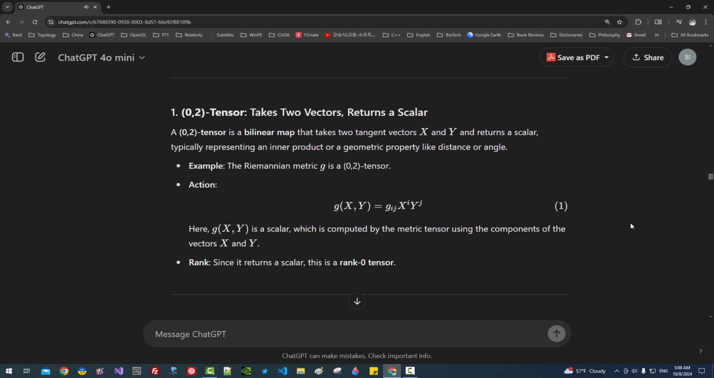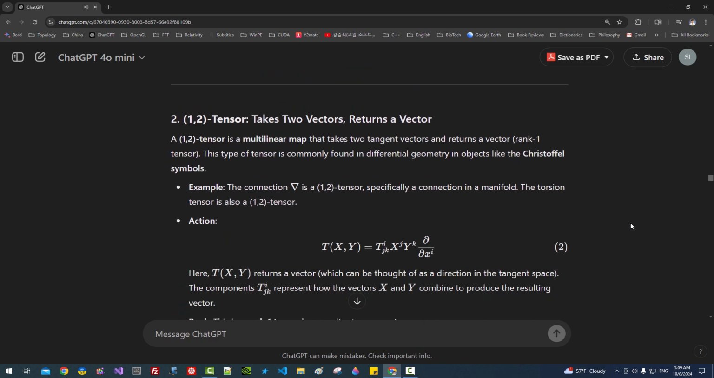Example: the Riemannian metric, g, is a (0,2) tensor. Action: g(x,y) equals g_ij x^i y^j (1). Here, g(x,y) is a scalar which is computed by the metric tensor using the components of the vectors x and y. Rank: since it returns a scalar, this is a rank 0 tensor.